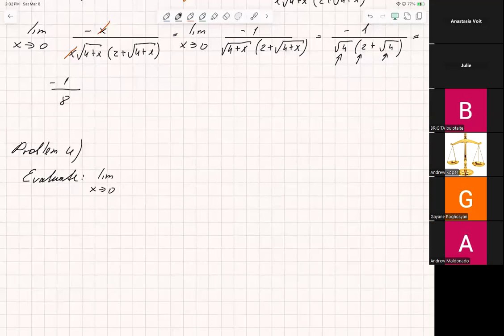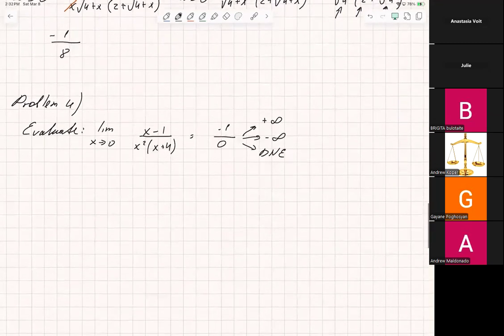Limit as x approaches 0 of (x minus 1) over x squared times (x plus 4). Okay, so if we plug in 0, we have negative 1 over 0, right? So we know that there are 3 ways: either we have positive infinity, negative infinity, or D and E, but we need to check the left side of the limit and the right side of the limit, right? So you can write it on the exam sheet this way, or you can write it somewhere on the scratch paper.